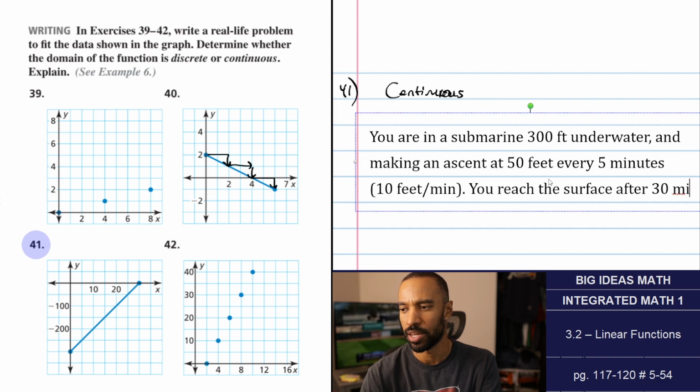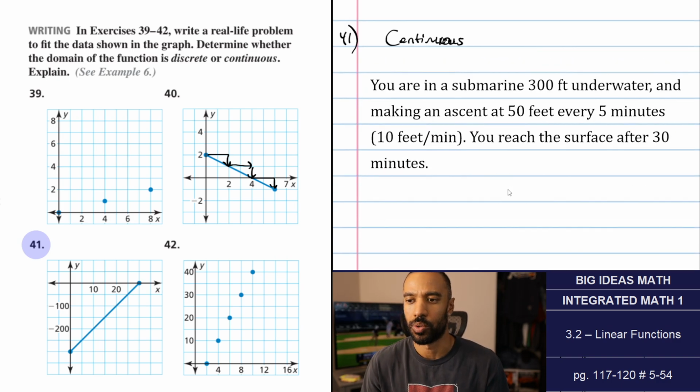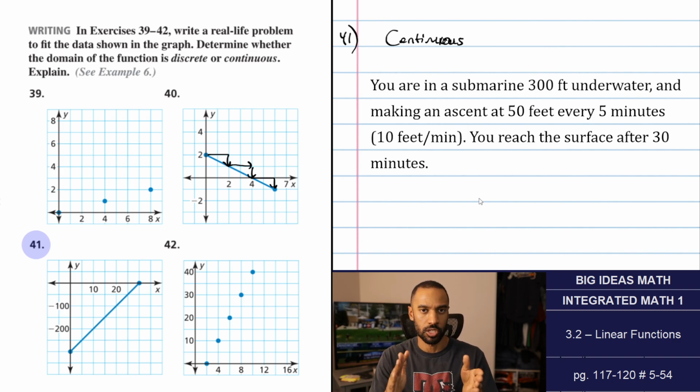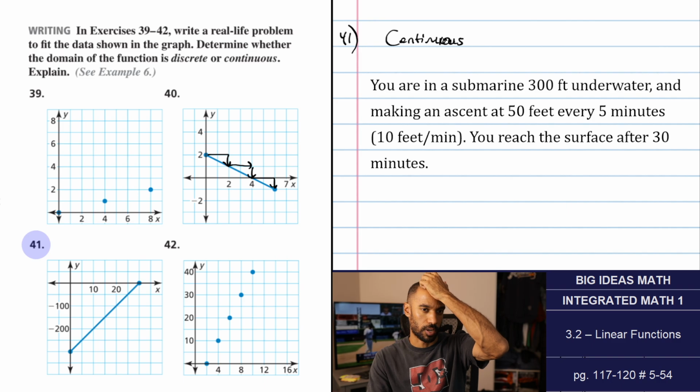I don't know if I'm over-explaining that, but we have to do it within our domain as well. It's not just about rate, and it's not just about situation. It's about domain as well. It's not just about continuous and discrete.